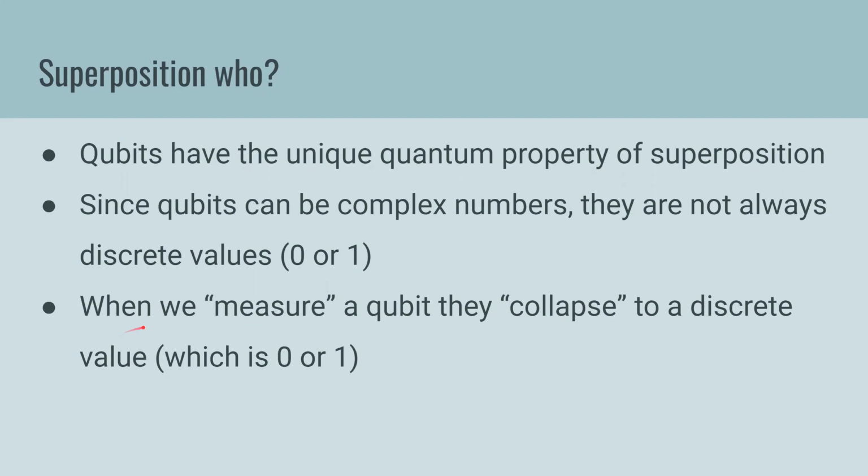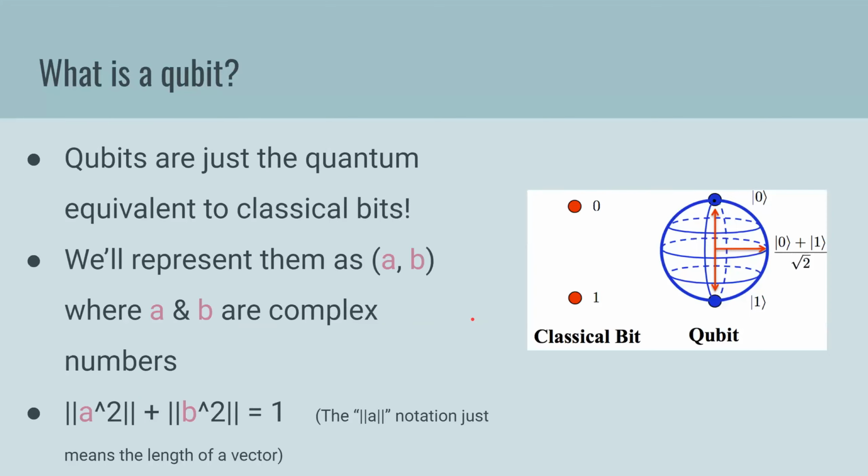So when we measure a qubit, it collapses to a discrete value, which is 0 or 1. Discrete just means finite. So let's say I have a qubit floating somewhere over here, in whatever this complex number is, and it's just sitting there in my little chip. And I click a program that's going to measure my qubit. It's going to settle on 1 or 0. And we can estimate the probability of that, and I'll show you how in a second.